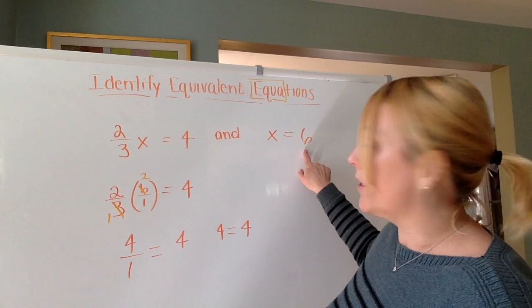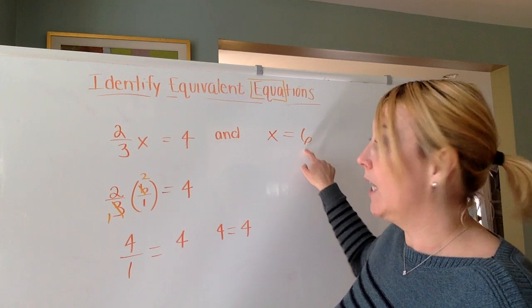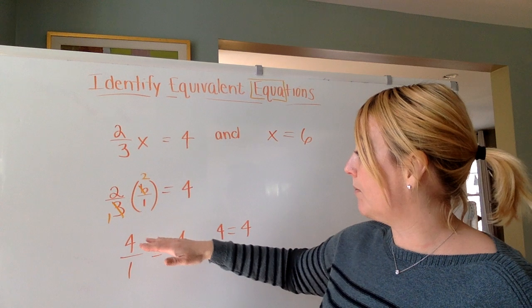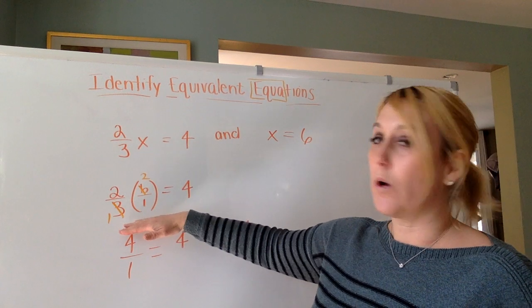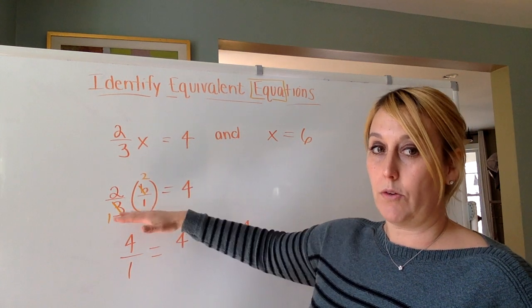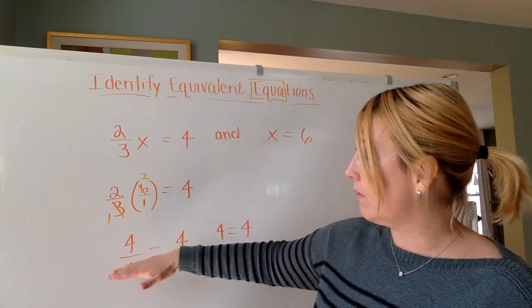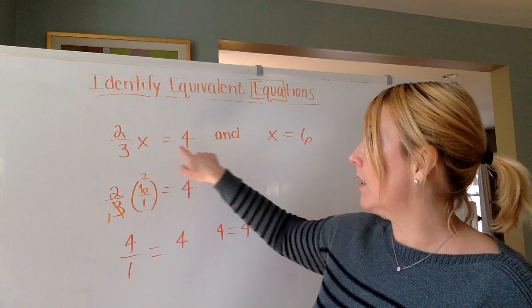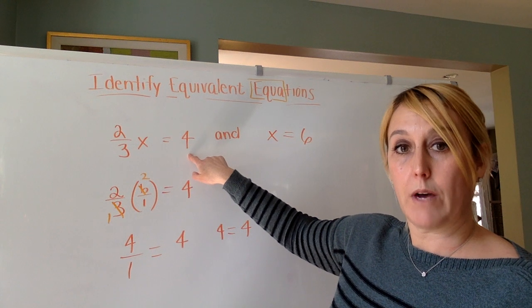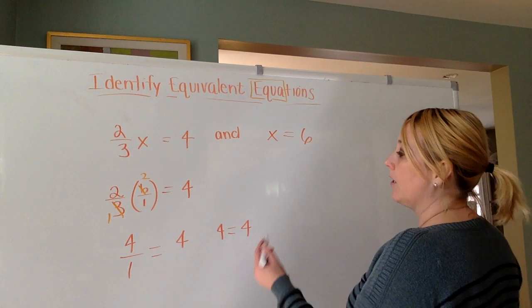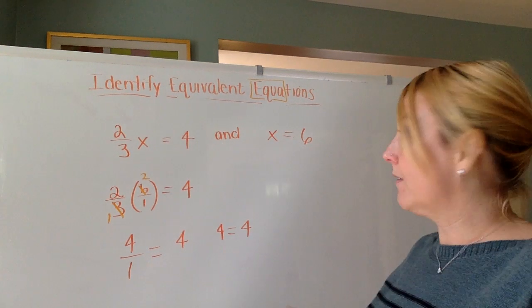So when I substituted the value of 6 into this equation, and I did all of the steps out, I got 4 on that side of the equation, right? 2/3 times 6, or 2/3 of 6, is 4, and 4 equals the 4 that it had provided me with. So in this case, they are equivalent equations.